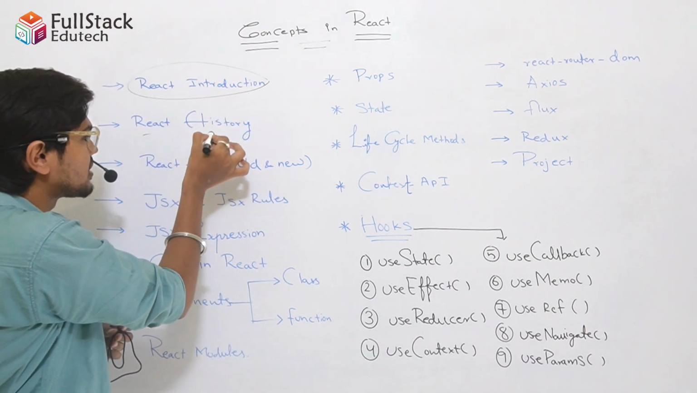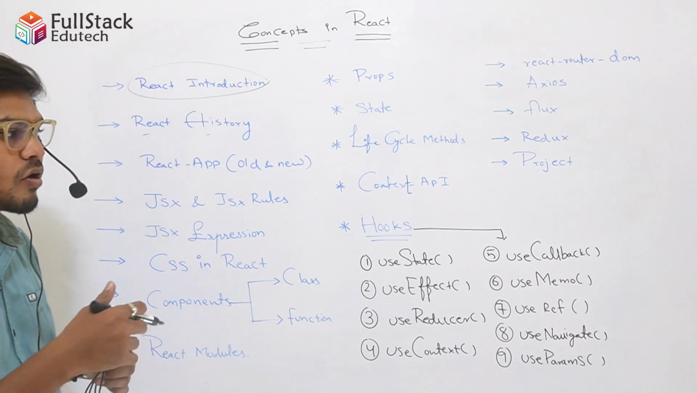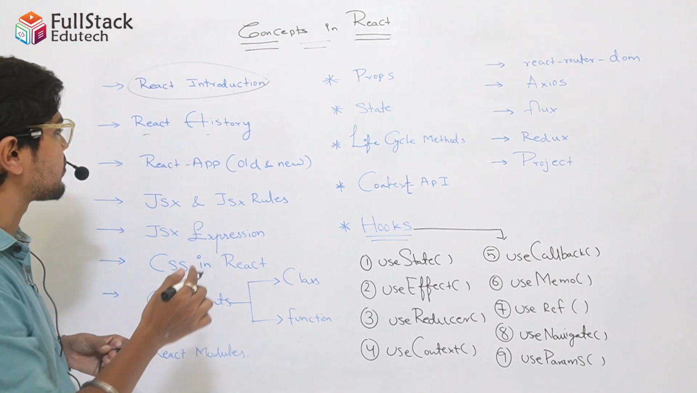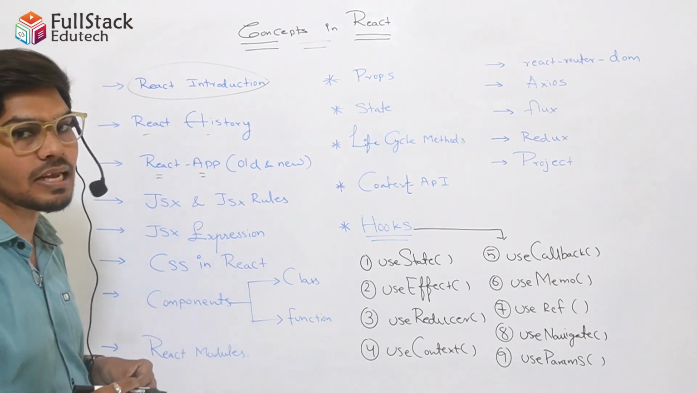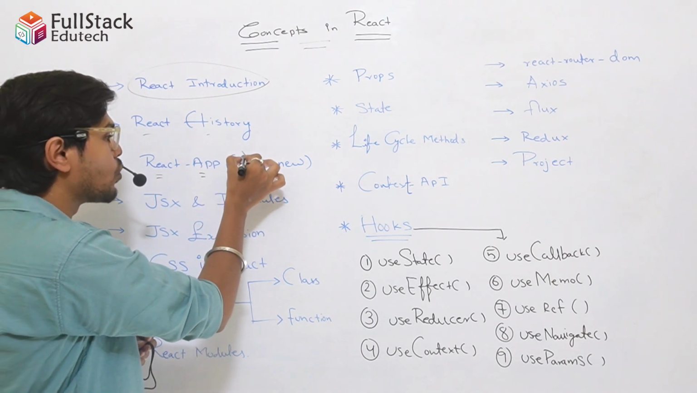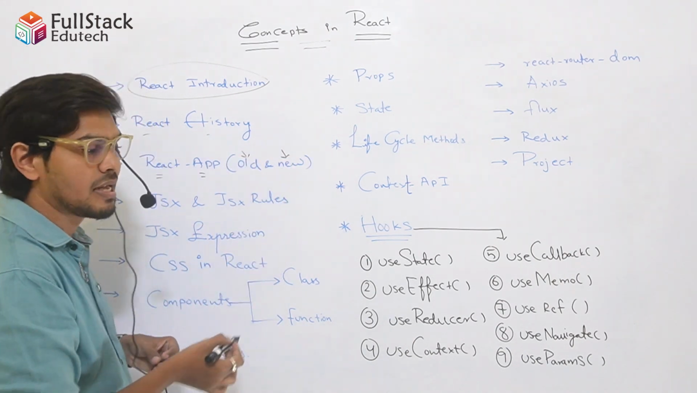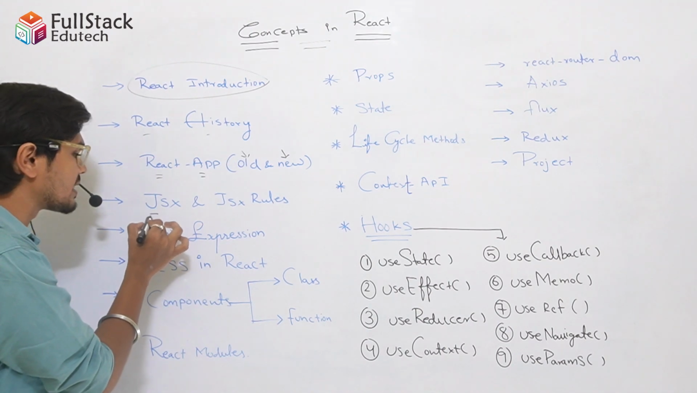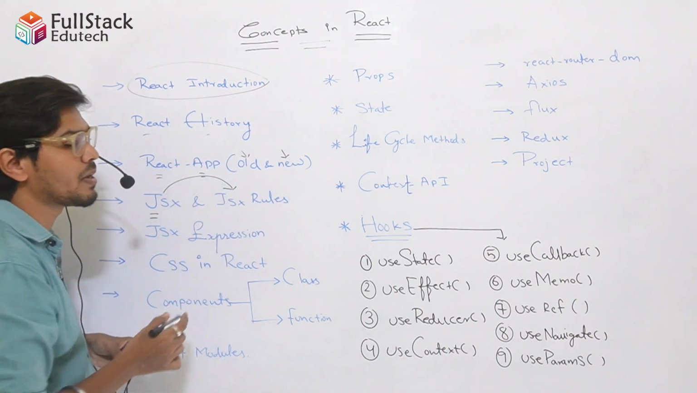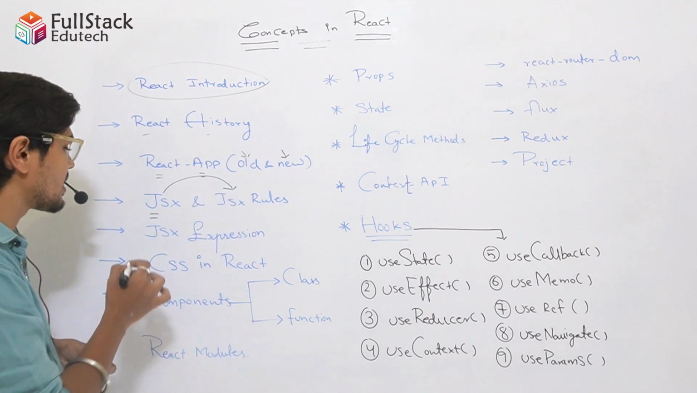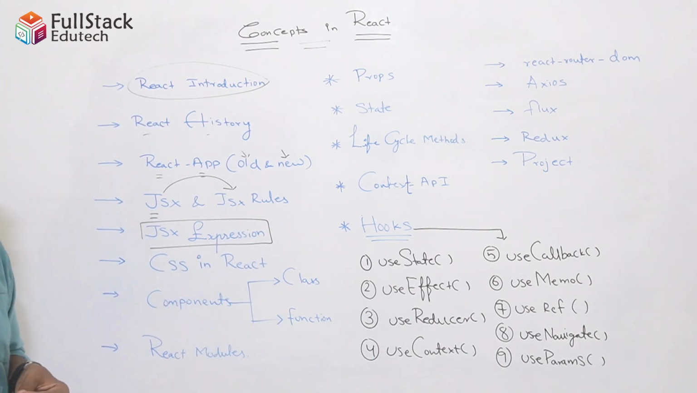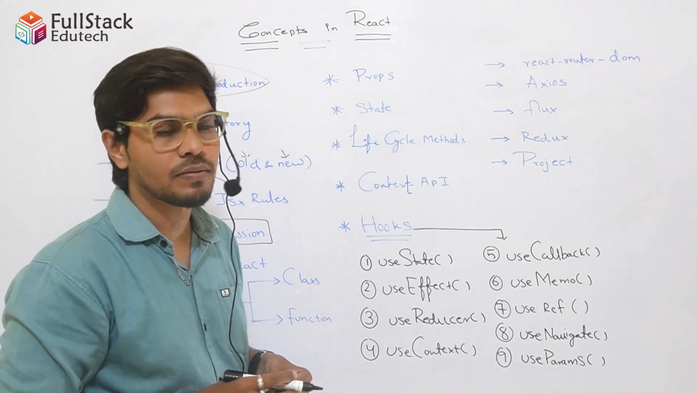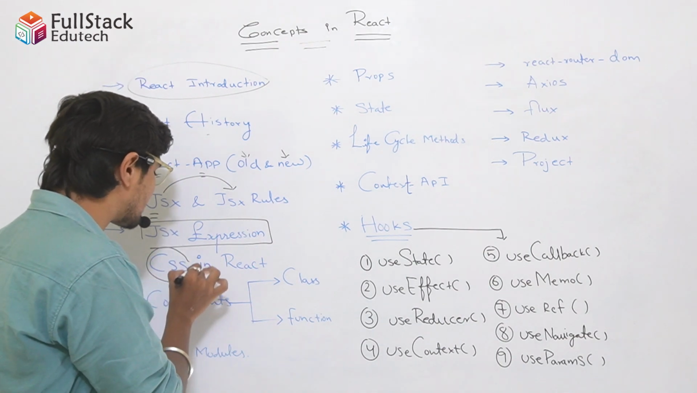Then React history: who developed React, what the current version in React is, everything we will see in React history. Then how to develop a React application, both the ways; we will see old commands and new commands. Next we will see what is JSX and what are the rules followed by JSX. Next we will see what is JSX expression. Then we will see how to add styles to React by using CSS.